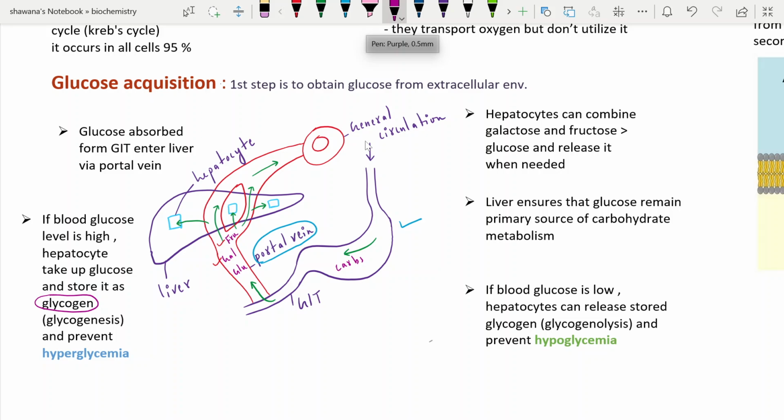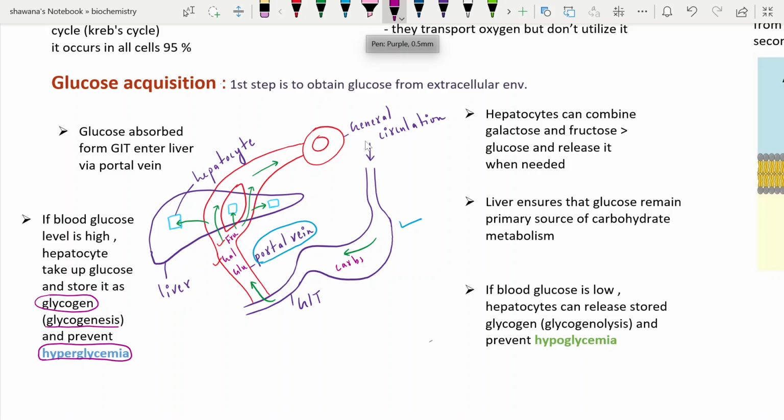Glycogen is being produced and glucose is being stored, so this process is known as glycogenesis. Glycogenesis means the formation of glycogen from glucose. And why do we need this step? We need this step to prevent hyperglycemia, because we have just consumed a carbohydrate-rich meal and we do not want the blood sugar level to rise above the normal level. So in this condition, we need to store the glucose as glycogen.